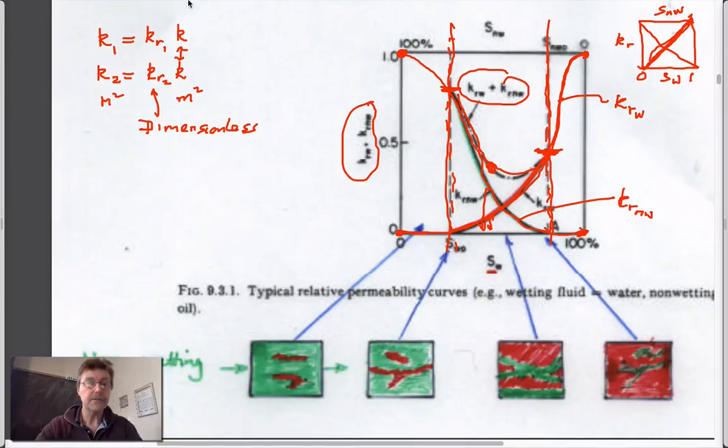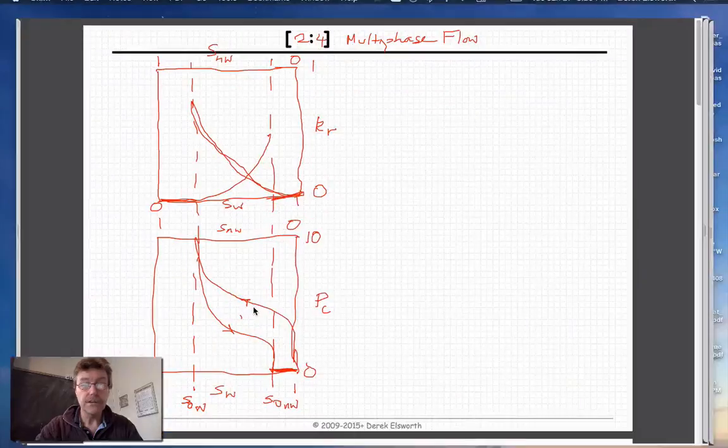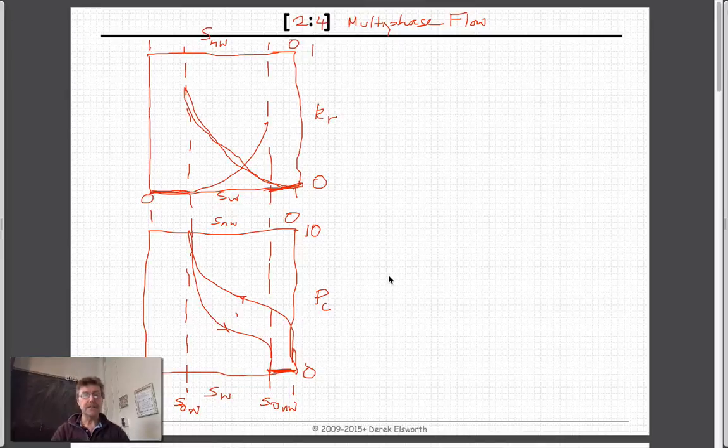Okay. So let's go back to our crude drawing of this, and let's understand what's going on here. This is what? PC0, our bubbling pressure. So here we're 100% water saturated, our relative permeability, and this is our relative permeability to what? Water or NAPL, this one?